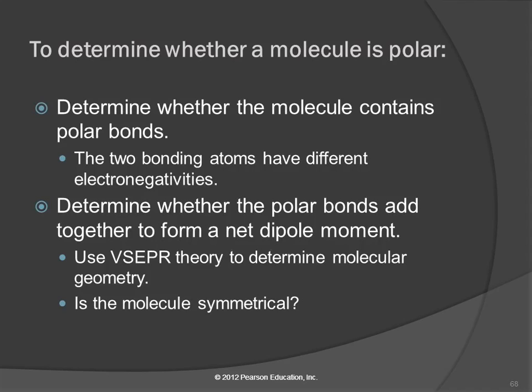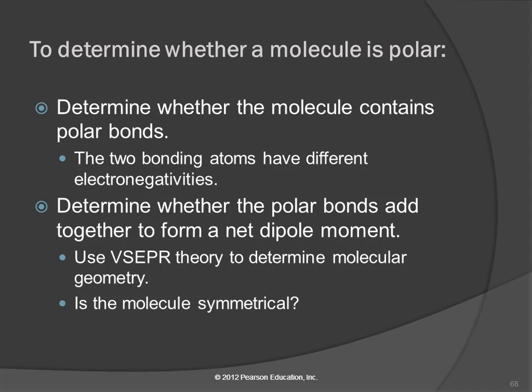So how to determine whether a molecule is polar? Well, first of all, does it have polar bonds? The bonding atoms have to have different electronegativities. And like I said, we're going to pretty much ignore those cases where you can have 2 different elements of the same electronegativity. So if there's different atoms, different elements involved, you can pretty much assume the bonds are polar.